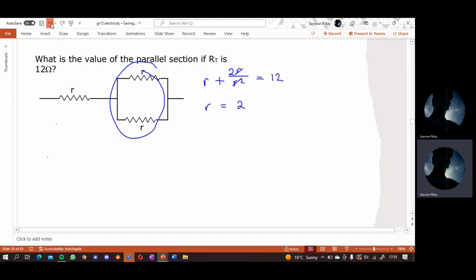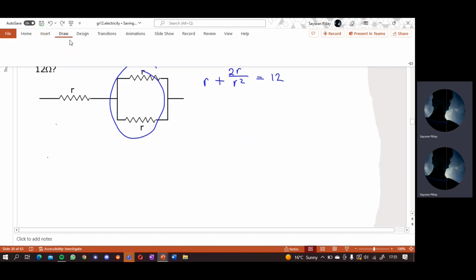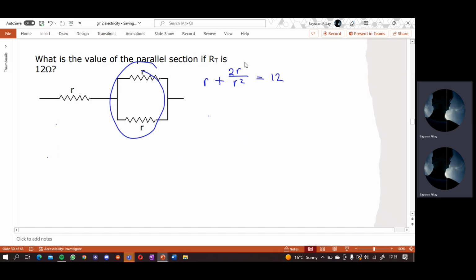No, you're not supposed to cancel. Don't ever cancel. Never mind. That's the golden rule, remember? So the only way to solve this equation would be to multiply everything by R squared.